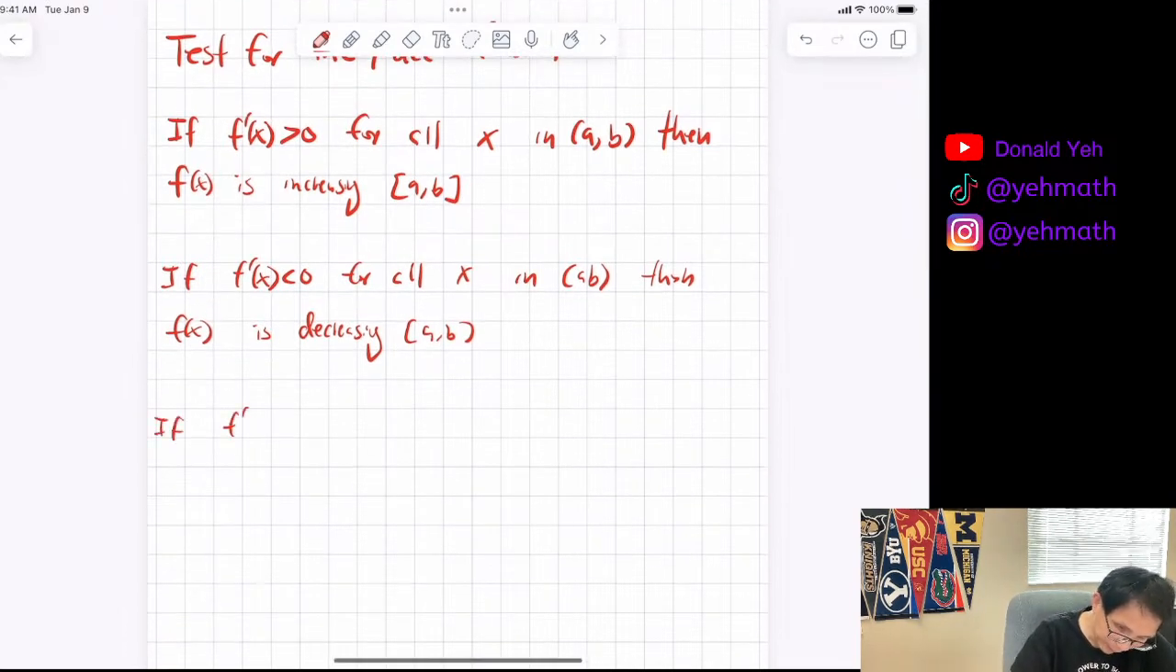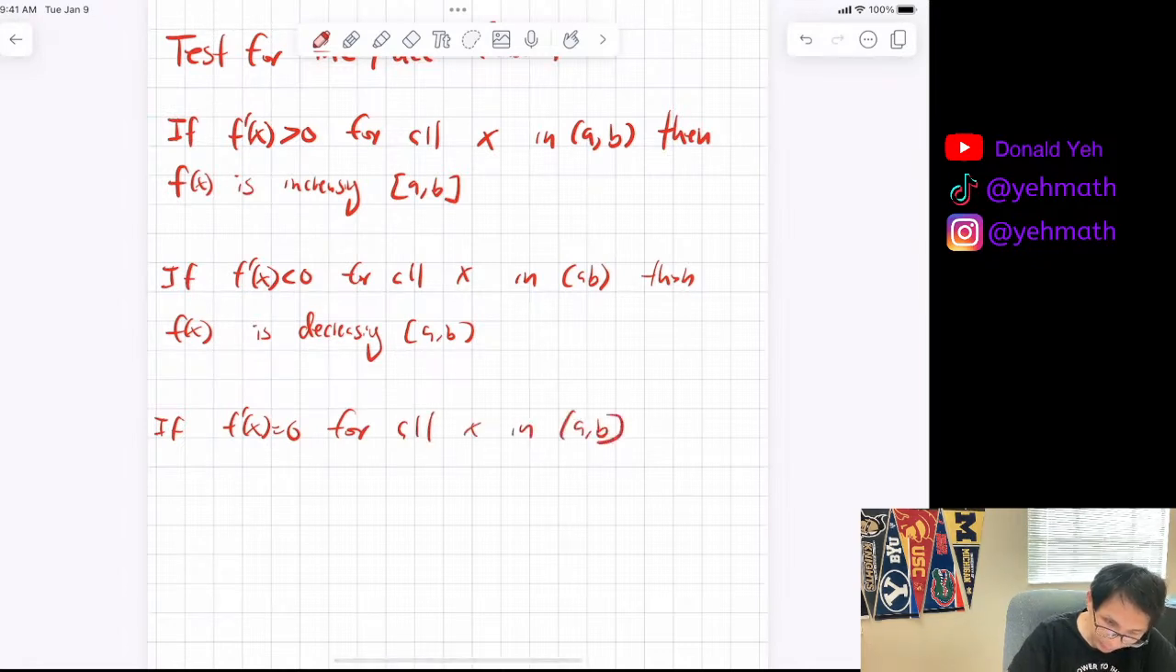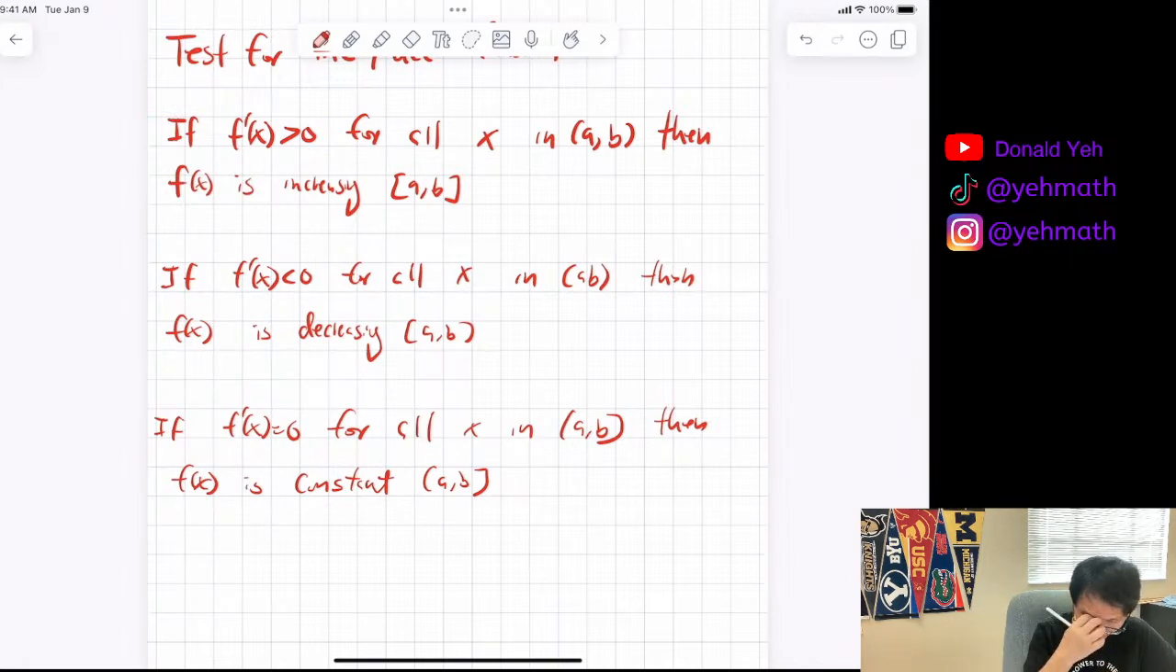If f prime of x is equal to 0 for all x in (a, b), then f of x is a constant between a and b. And that's increasing, decreasing.